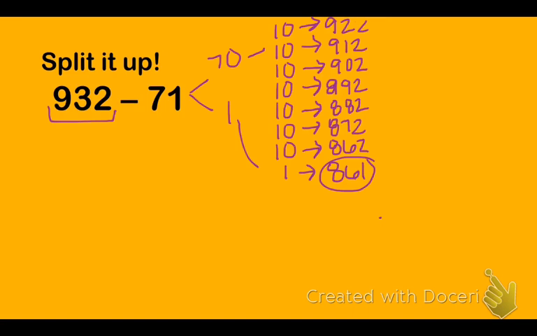So all I did here was I took the number 71 and I broke it down. I split it up into easier numbers. Is that the only way that we can split this problem up? The answer to that is no. Take a look at the problem. Can you split it up a different way? Give it a try.